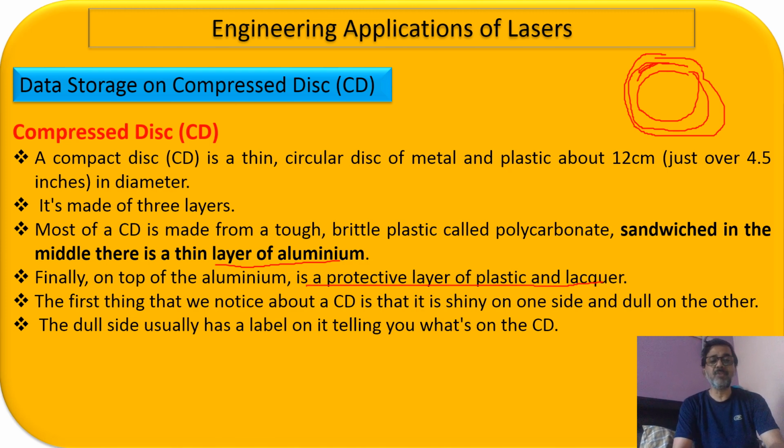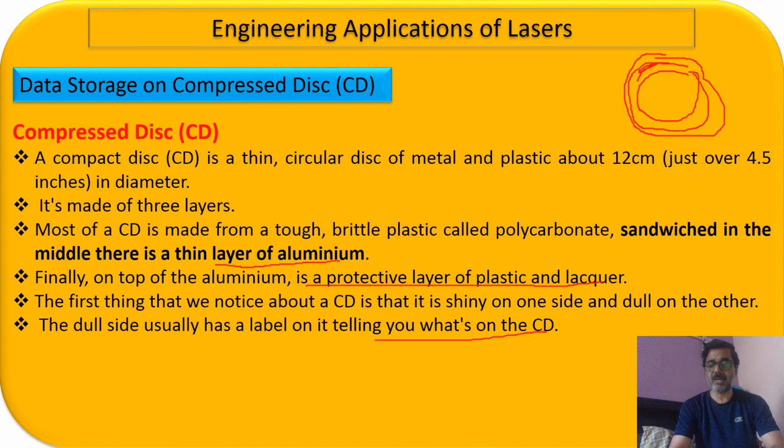The first thing that we notice about the CD is that it is shiny on one side and dull on the other side. The dull side usually has a label on it telling what is on the CD. The shining part, which we will see in detail, is used for the reflection and scattering of the light, and on the dull part we put stickers which give us the details about the contents of the CD. So this is the brief structure of your CD.